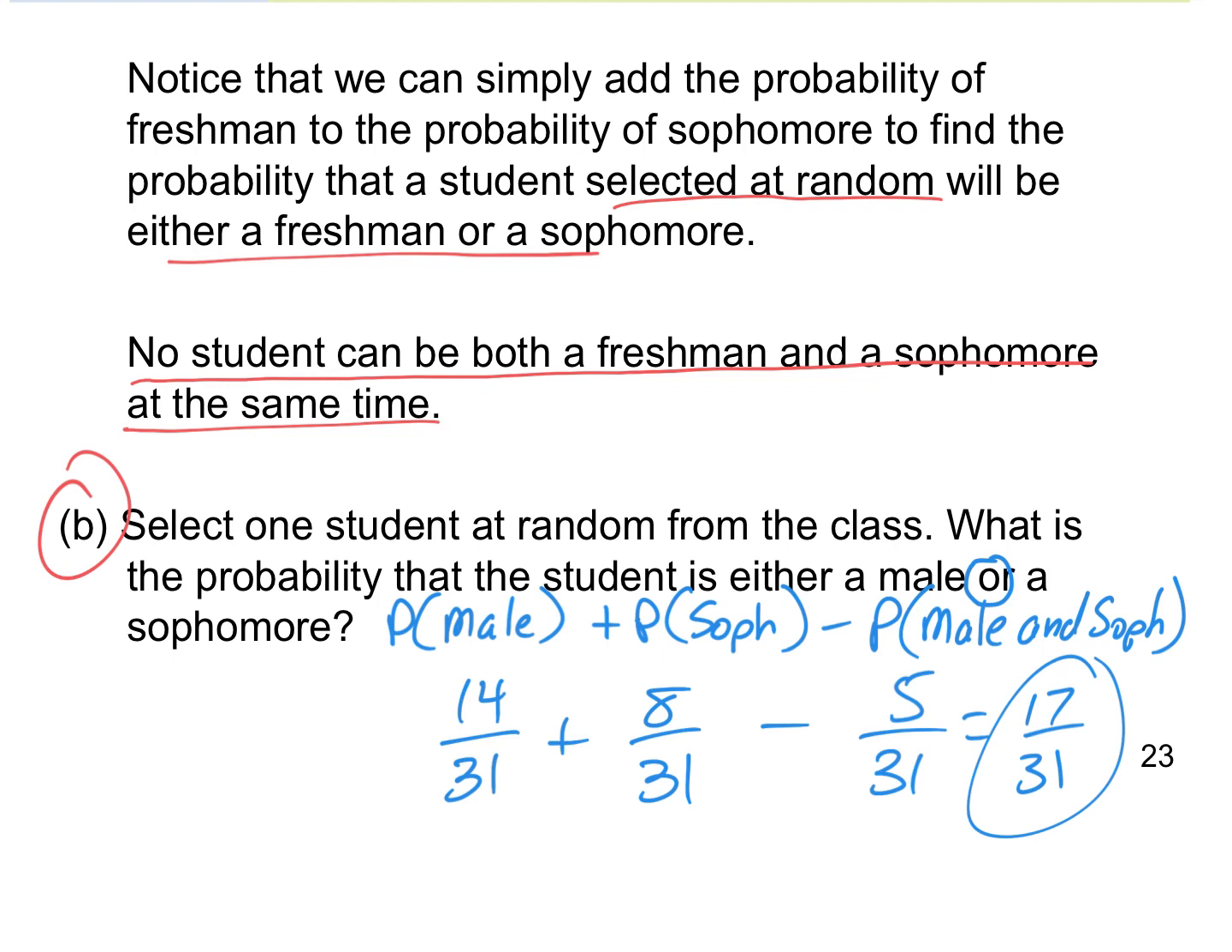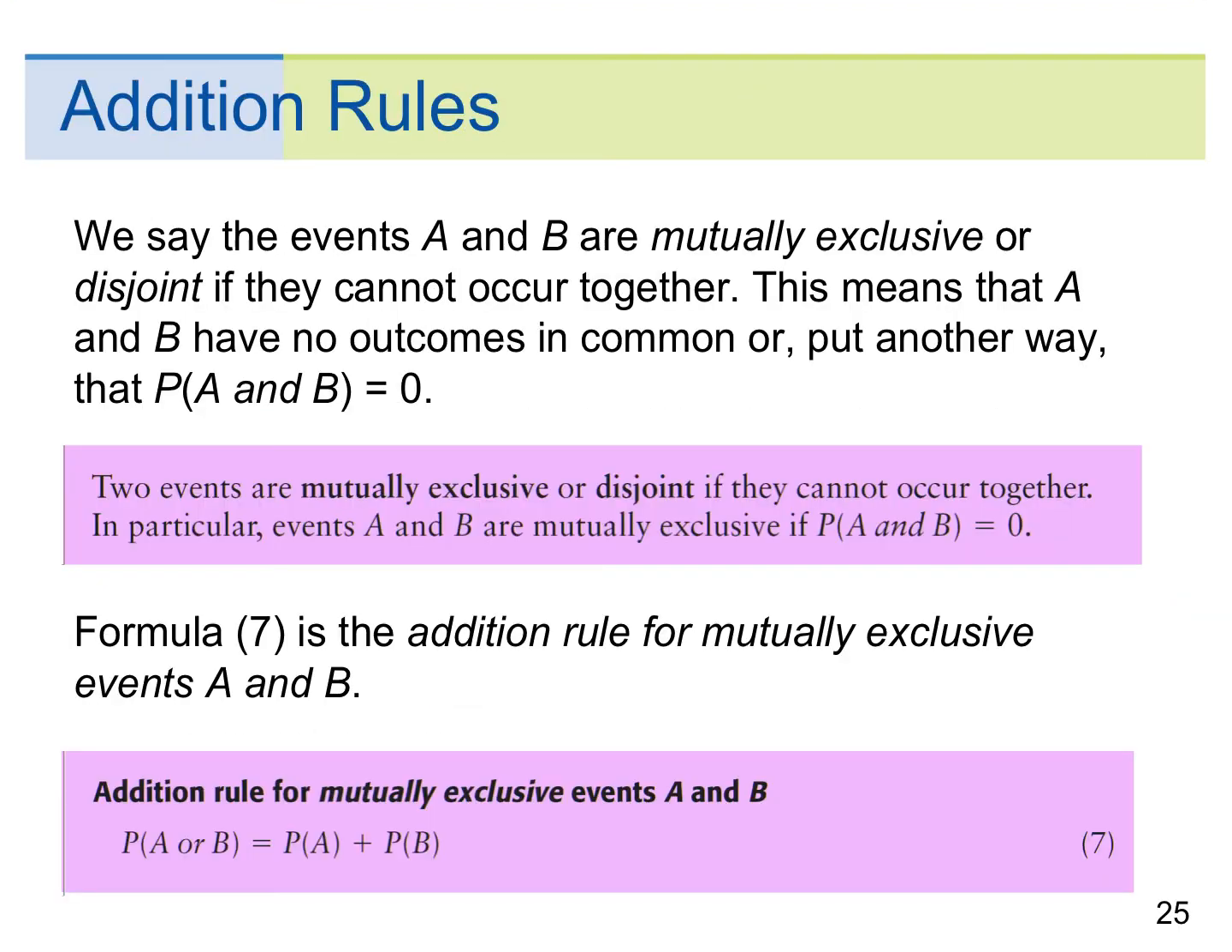So you got to get a couple words in your head. When you have an and question, the word independent comes to mind. When you have an or question, mutually exclusive comes to mind. We say events A and B are mutually exclusive or disjoint if they cannot occur together. This means that there is no intersection. The intersection is 0. The and is 0.